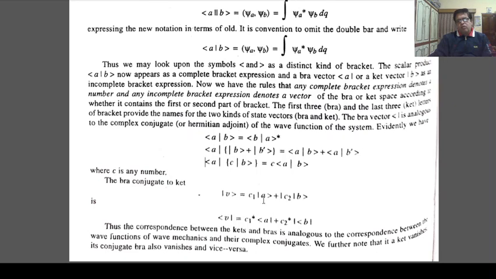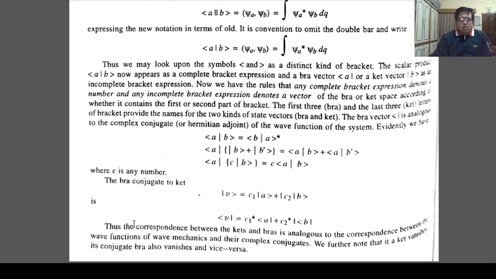|V⟩ equals C1 |A⟩ plus C2 |B⟩, and its complex conjugate is ⟨V| equals C1 star ⟨A| plus C2 star ⟨B|. Thus, the correspondence between the kets and bras is analogous to the correspondence between the wave functions of wave mechanics and their complex conjugates, just like the bra is the complex conjugate of the ket vector.